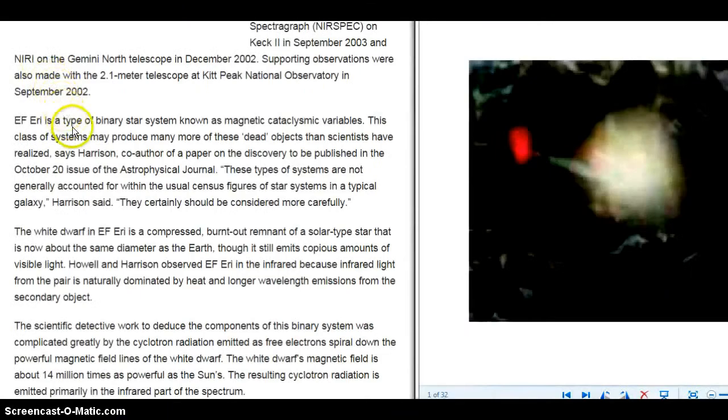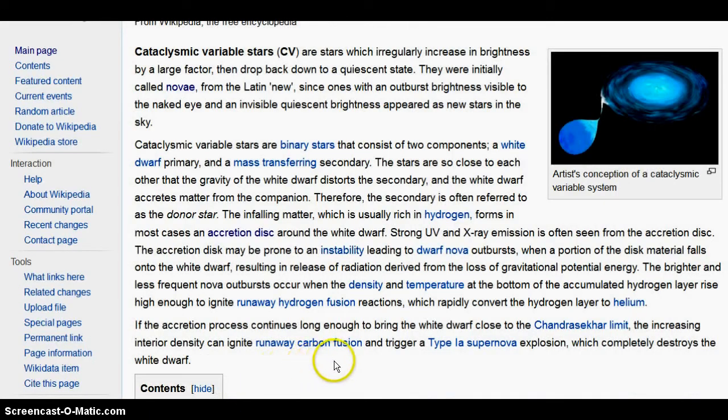This type of star system that looks like this over here is called a binary star system known as a magnetic cataclysmic variable. Interior density can ignite a runaway carbon fusion and trigger a Type 1a supernova explosion, which completely destroys the white dwarf. And that happening that close to the sun could do something to the sun too. But I hope not. So I tried to find out more about that.